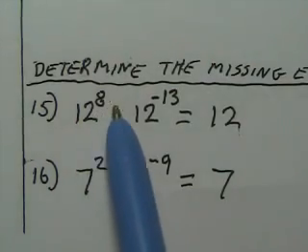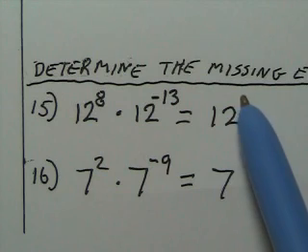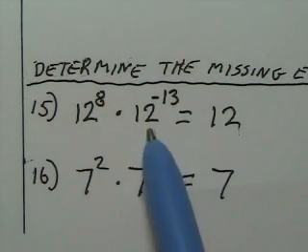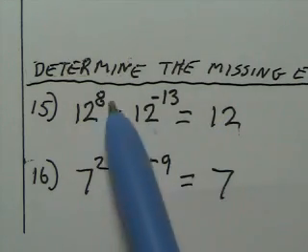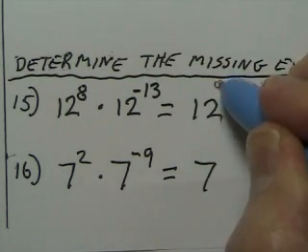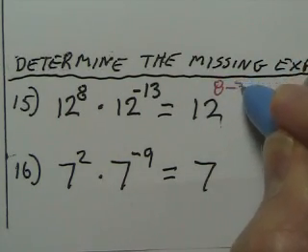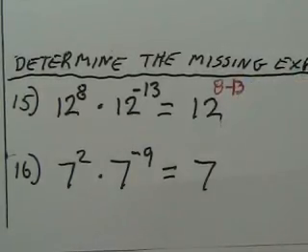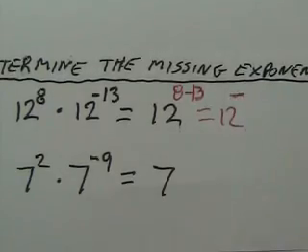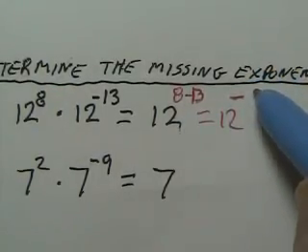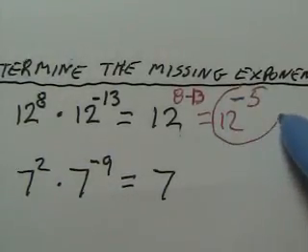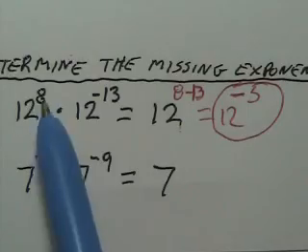Number 15, determine the missing exponent. The missing exponent right here. Let's see, I have 8 and minus 13. Remember, I put those together. I just simply add them together. 8 and negative 13, or 8 minus 13. 8 minus 13 is negative. See, 13 take away 8 is 5. So negative 5, that's the exponent that goes up there. Remember, you simply add the exponents.